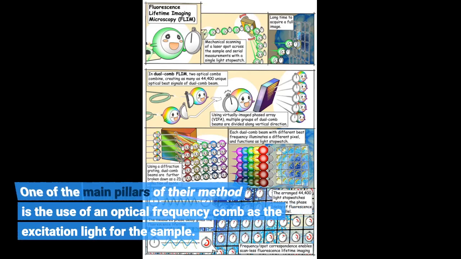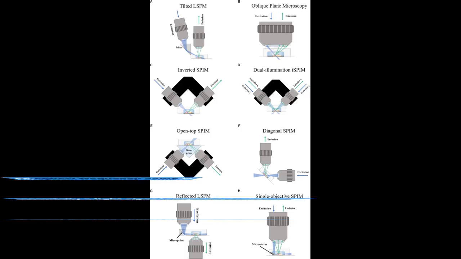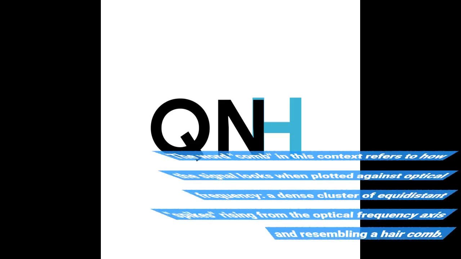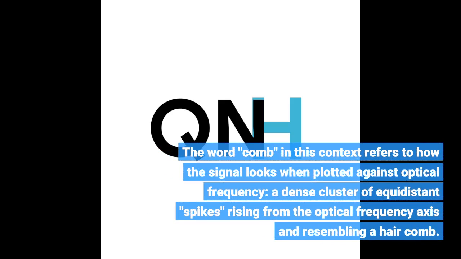One of the main pillars of their method is the use of an optical frequency comb as the excitation light for the sample. An optical frequency comb is essentially a light signal composed of the sum of many discrete optical frequencies with a constant spacing in between them. The word comb in this context refers to how the signal looks when plotted against optical frequency, a dense cluster of equidistant spikes rising from the optical frequency axis and resembling a hair comb.